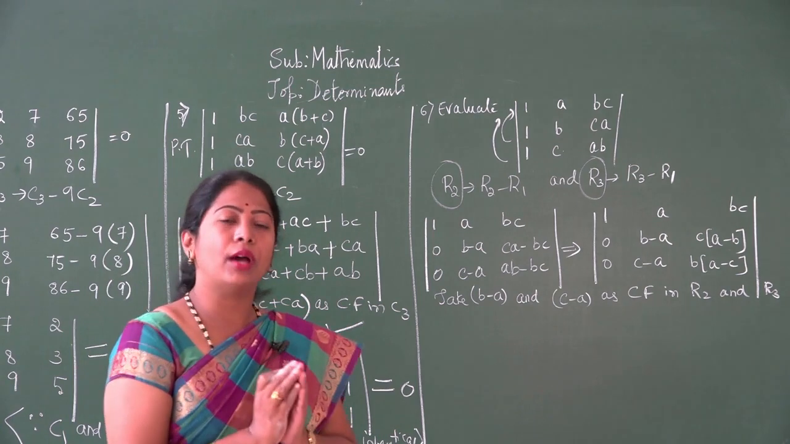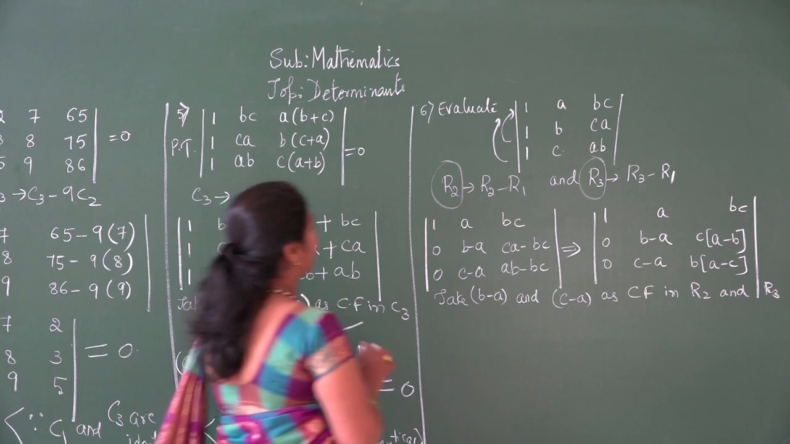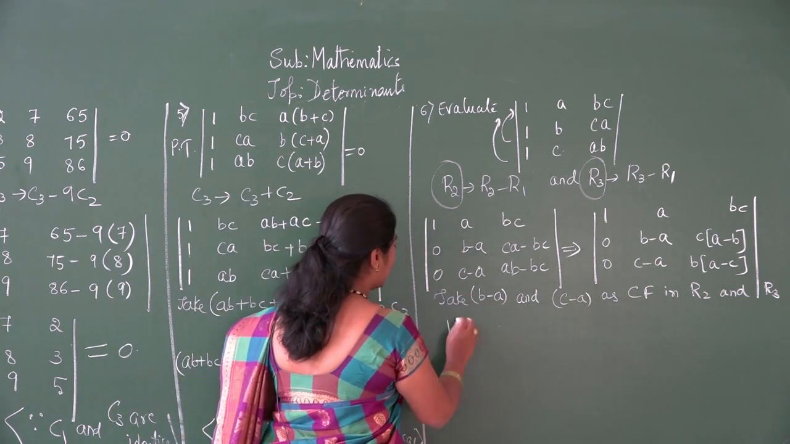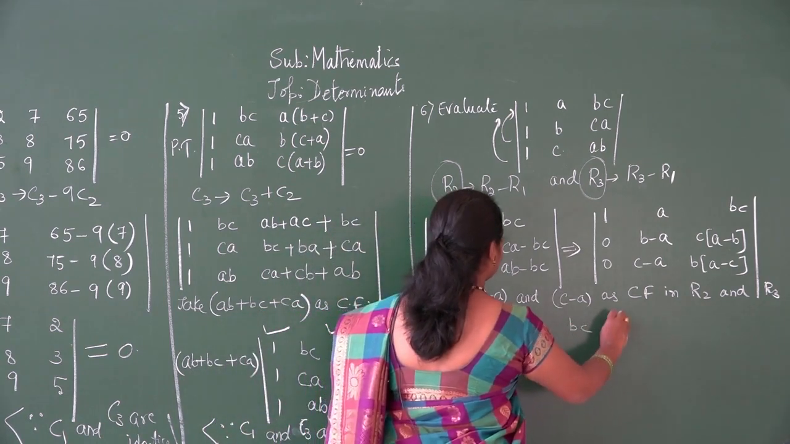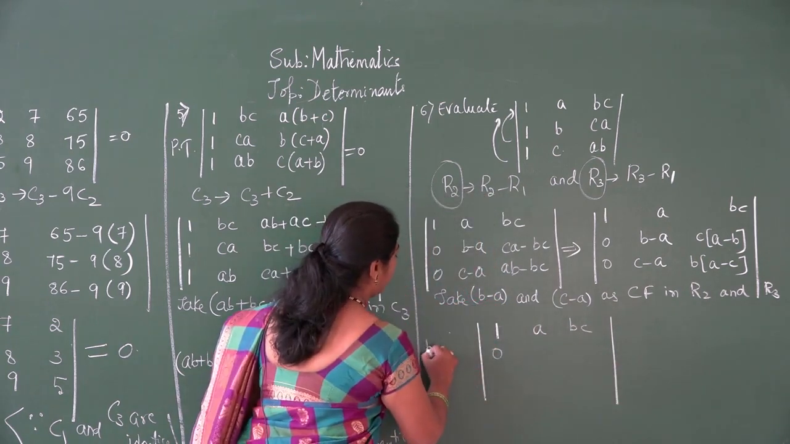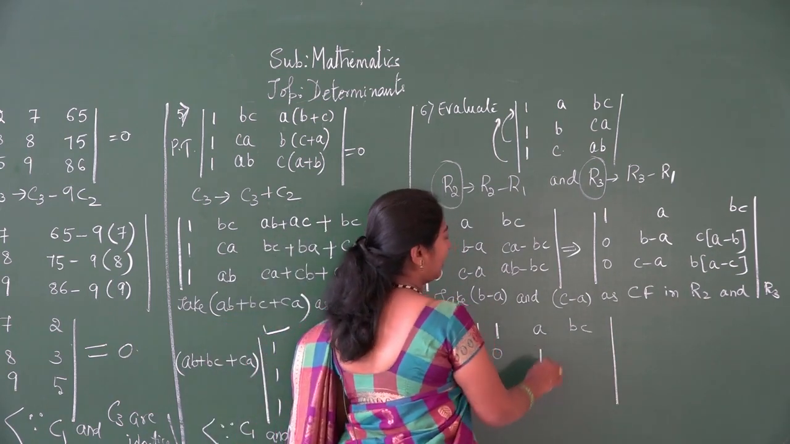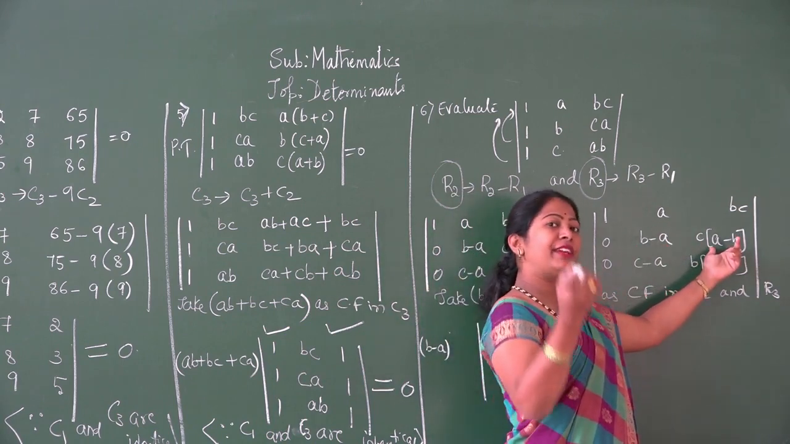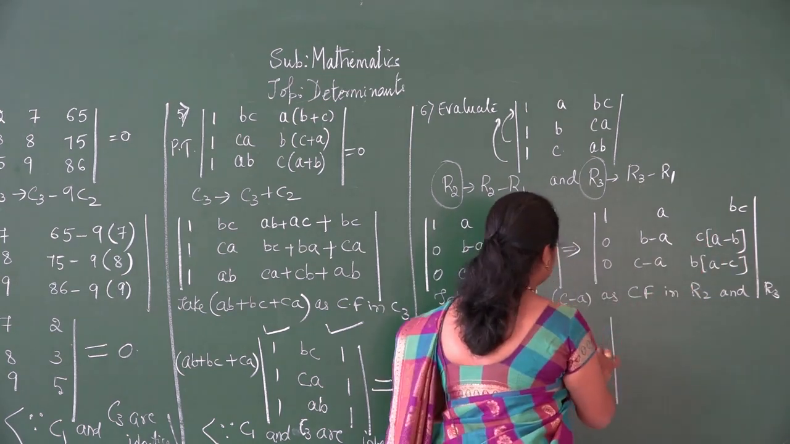When we are speaking about R2 and R3, which row remains the same? R1 remains the same. So what is R1? It is 1, A, B, C. In R2, 0, and B minus A is taken as common factor. So it is 1, then B minus A, and A minus B. If I have taken B minus A as common, the term plus C becomes minus C.